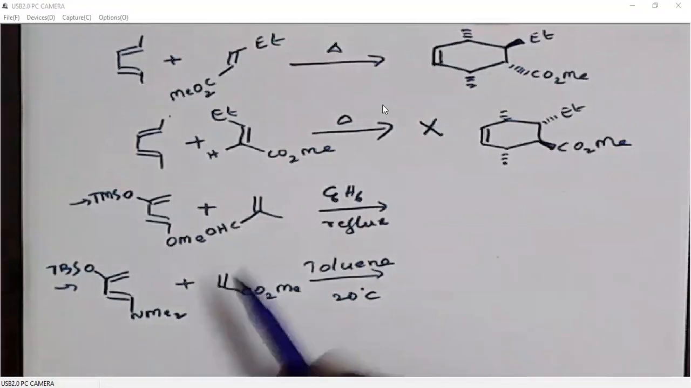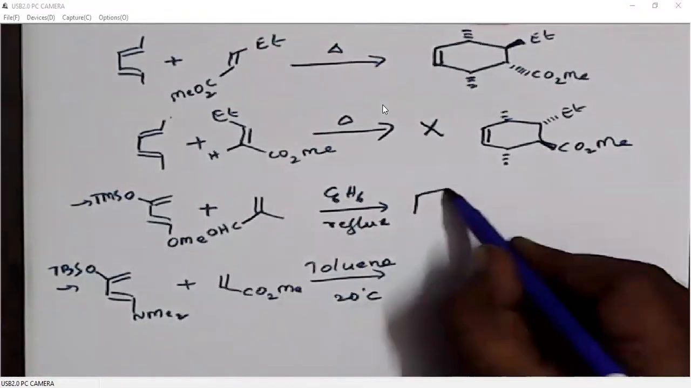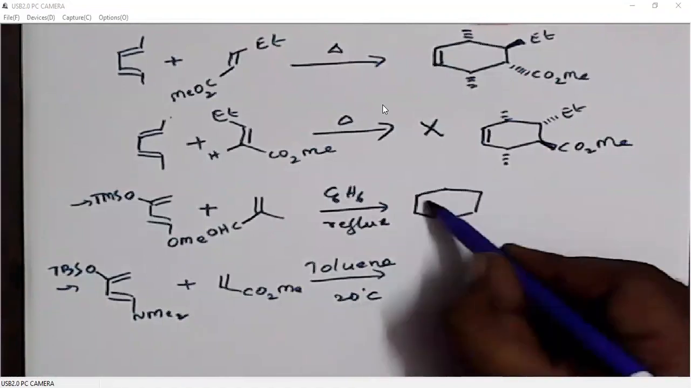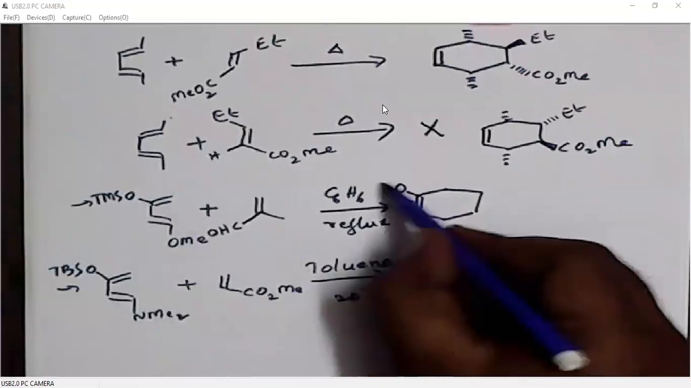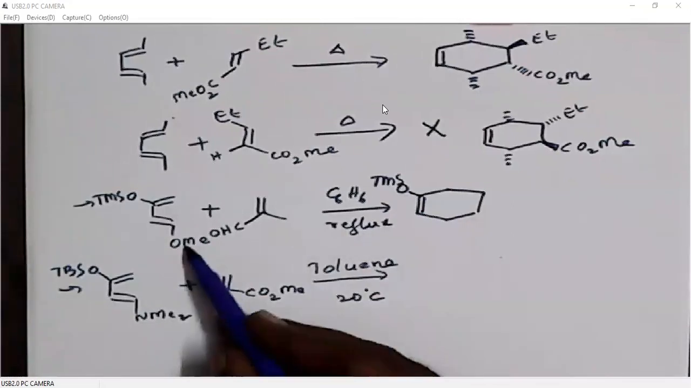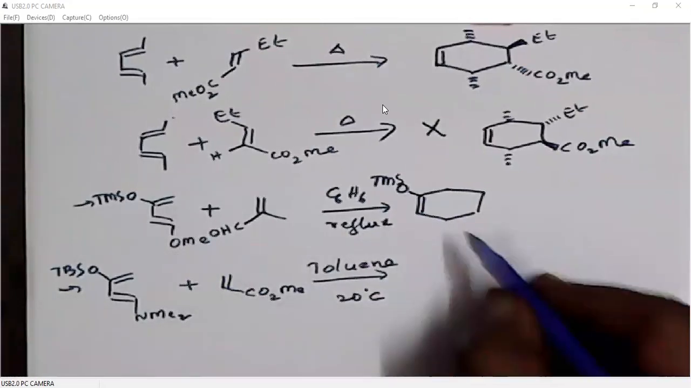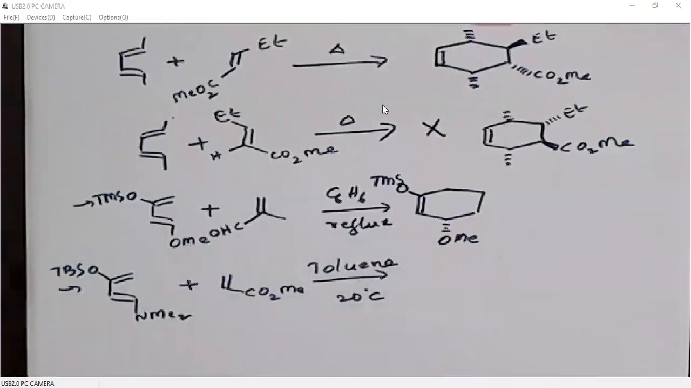Right. So when we try to write the product here, first we will write the 6-membered ring. Then we have a double bond here. Of course, OTMS is on the double bond, so we don't need to worry about the stereochemistry of OTMS. Then the methyl group, yes, we are writing it below the plane.